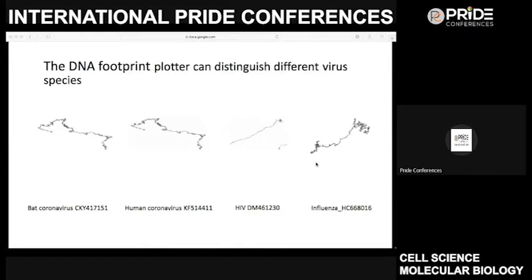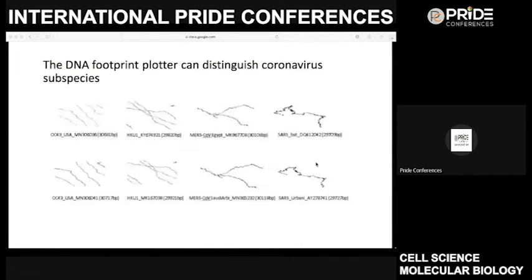The DNA footprint plotter can distinguish different types of viruses. The first two plots are coronavirus plots. They look like fish tanks. The third plot is HIV, and the fourth plot is influenza. From DNA shapes, we can tell the types of viruses, and it has potential value to help diagnosis.